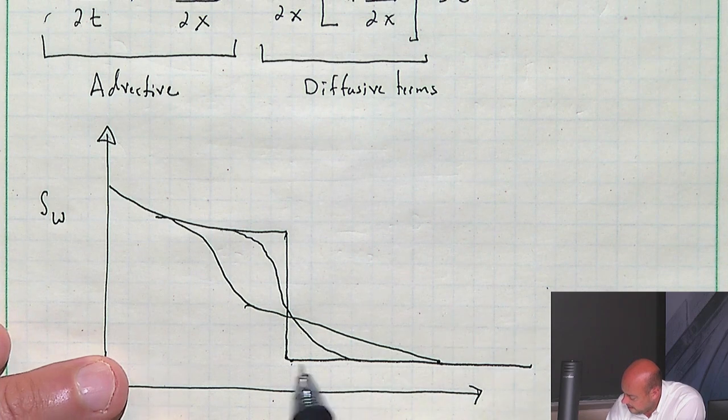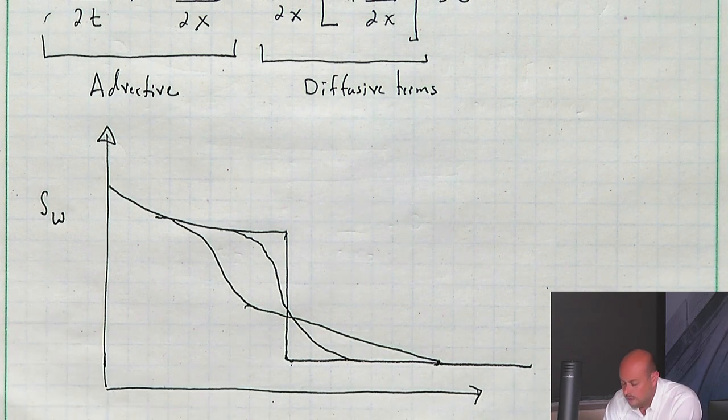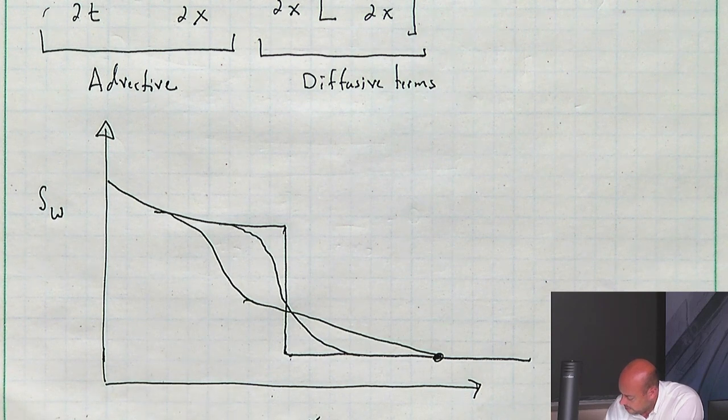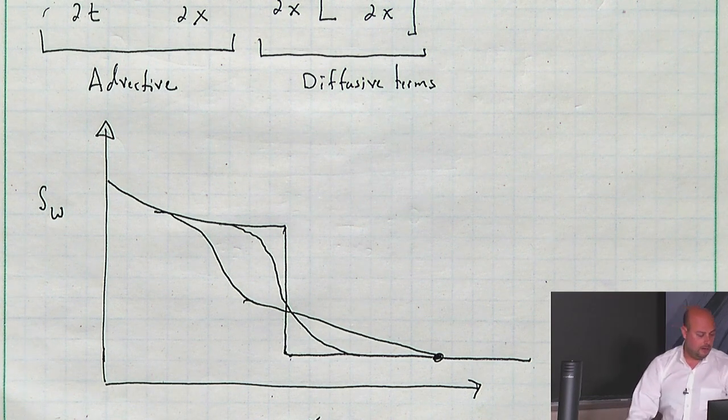You've got some diffusion there. And the net effect of that is, unfortunately, that you have early water breakthrough. As this is moving, the water is in front, so you start to produce water a little early, or a lot early. And so that's non-ideal.